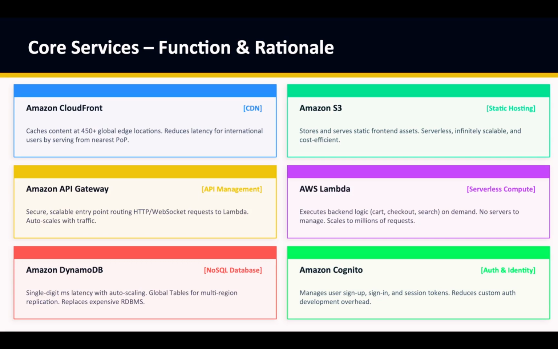Amazon DynamoDB is the database. It provides single digit millisecond response times and scales automatically. It replaces the existing relational database, which was identified as expensive and slow for the application's simple table structure. Finally, Amazon Cognito handles all user authentication. It manages sign up, sign in, and session tokens, including support for OAuth and multi-factor authentication, without us having to build any of that from scratch.